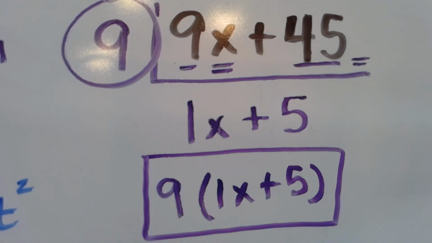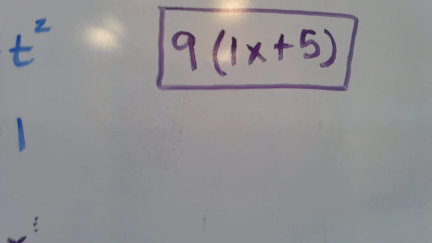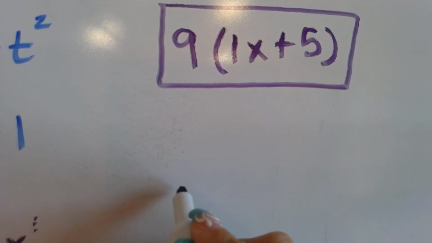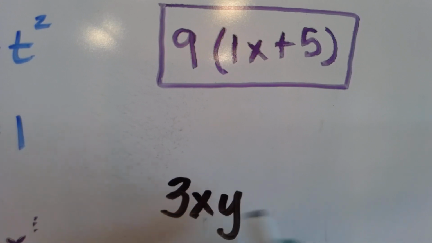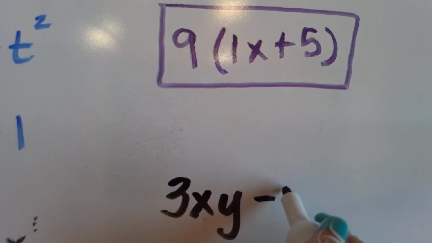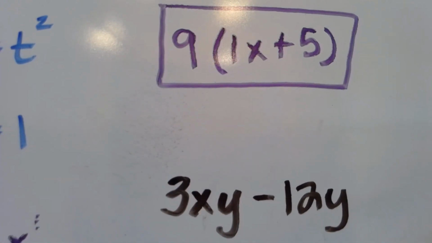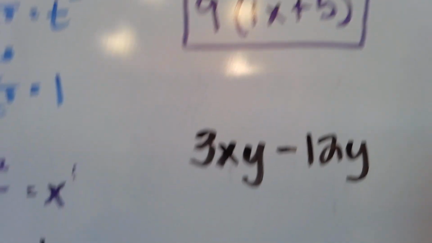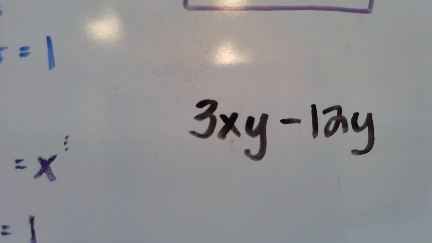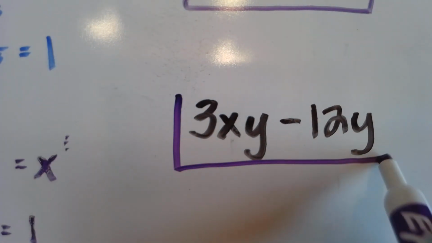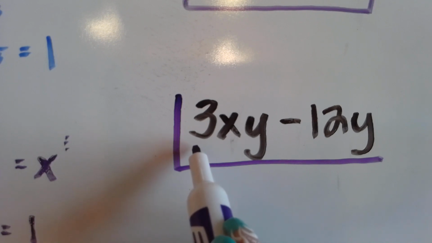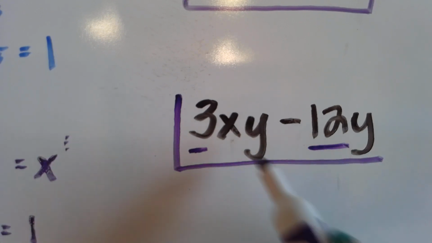I think I have time for one more example. So I'm going to do this one. We're going to do 3xy minus 12y. Okay? So let's go ahead and look at this one. Let's go ahead and set up our ladder. Okay, so looking at our coefficients, we have a 3 and we have a negative 12.